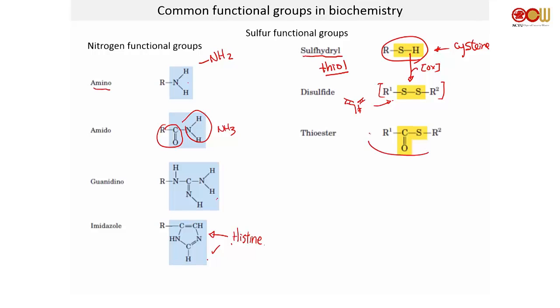And then you have thioester. Thioester, like the name, it's an ester. It's just that here you have a sulfur instead of an oxygen.